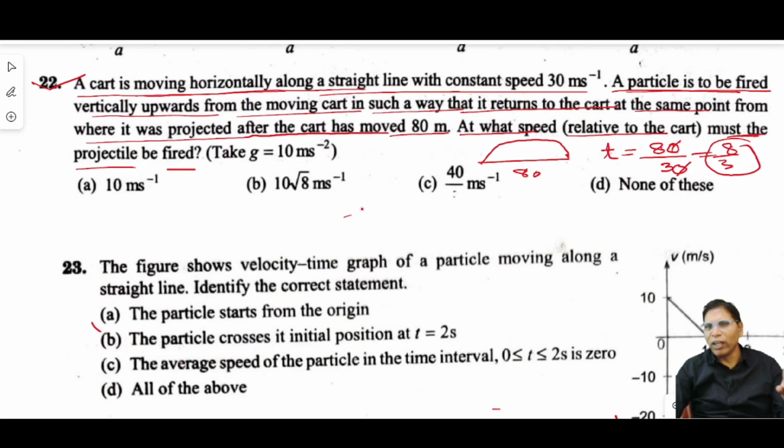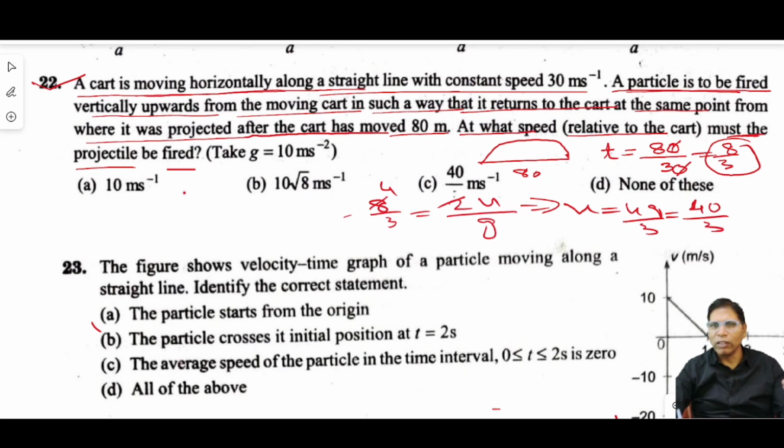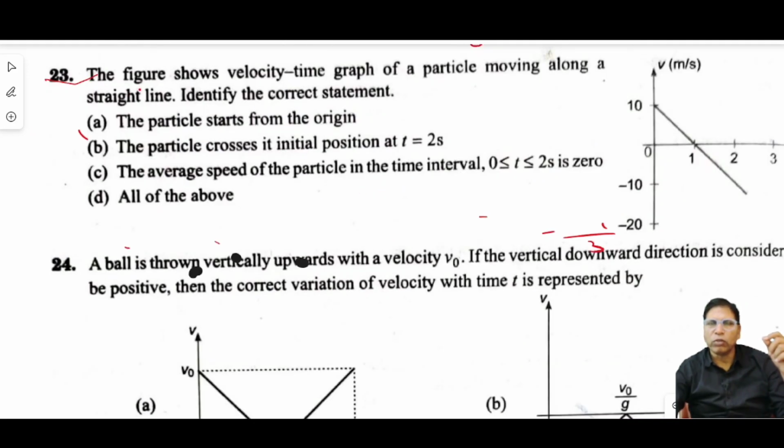Now the time of flight of this projectile, 8 by 3, equals 2u by g. Now g is 10, so this and this cancel out. This is 4, therefore u equals 4g by 3. Now g is 10, so this is 40 by 3. Look at the options. This is not correct, this is not correct, this is the correct option. Okay, now look at question number 23.